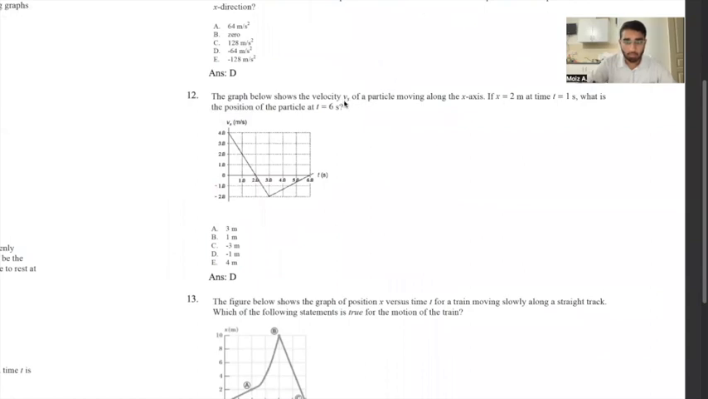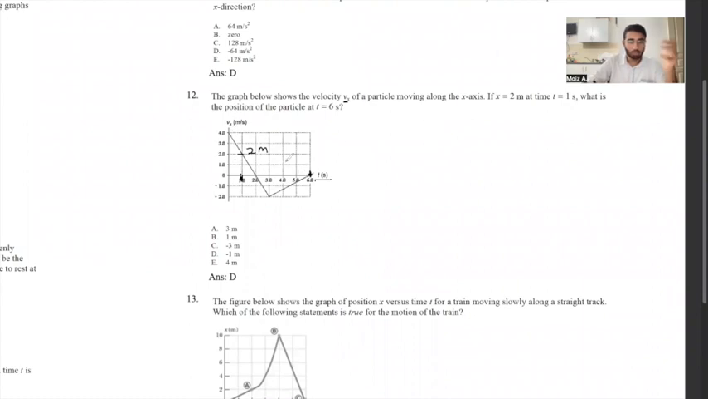Okay, so we've got the horizontal velocity graph here with respect to time. If x equals 2 at time t1. Okay, so at time t1, x equals 2 meters. What is the position of the particle at time equals 6? So we need to find the position of the object when the time reaches 6. And at time 1, the object is at 2 meters. And this is a velocity time graph.